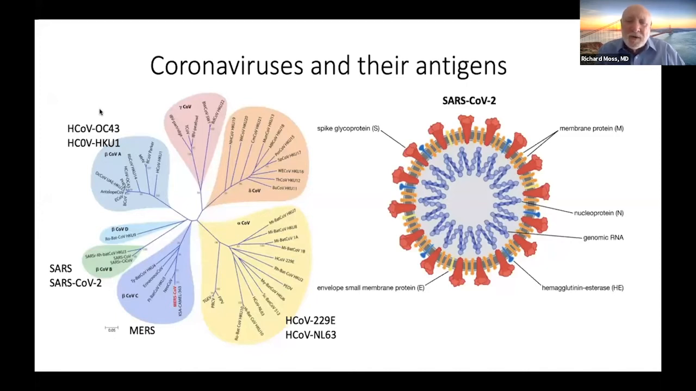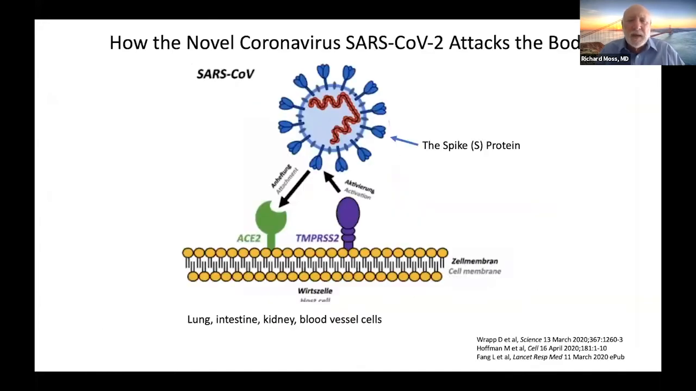And it's important to note that the immune system can recognize all these elements. And part of the difficulty that we've had since this virus was first described was figuring out what the target should be to try and produce immunity to the SARS-CoV-2 virus. So how does it actually attack the body? This was worked out very quickly after the virus was identified and the sequence was known.